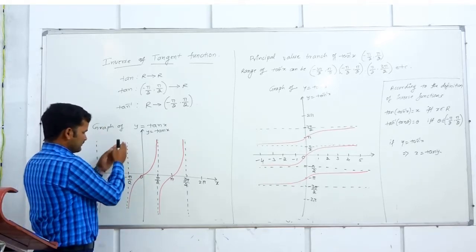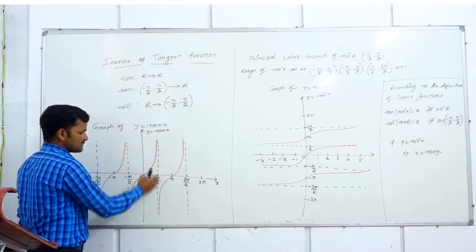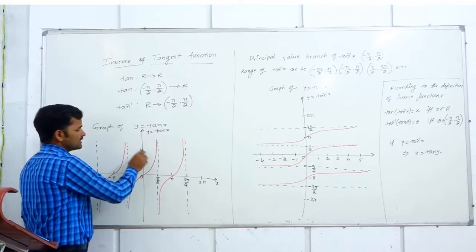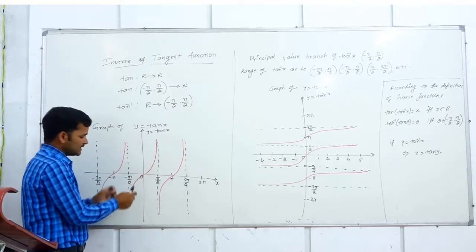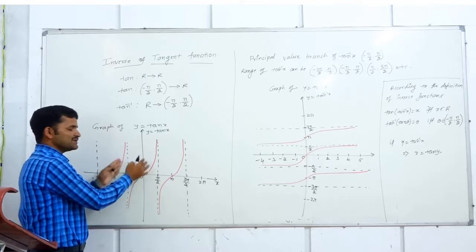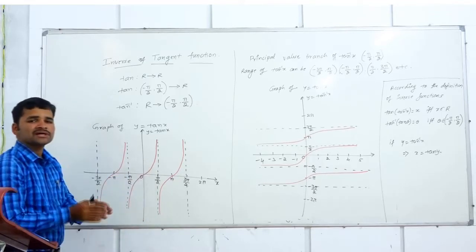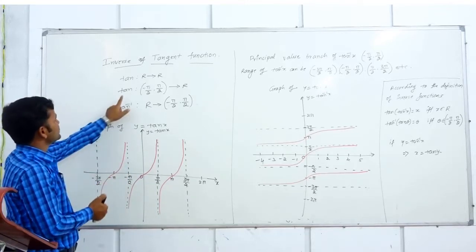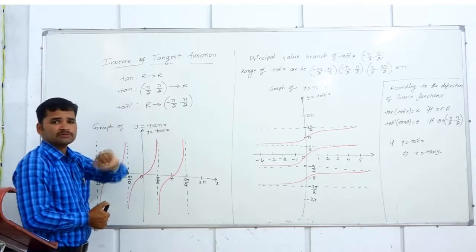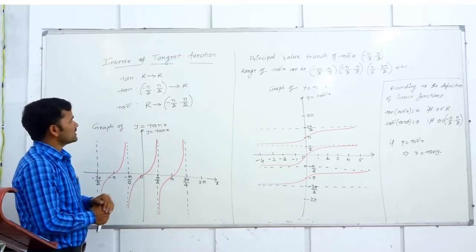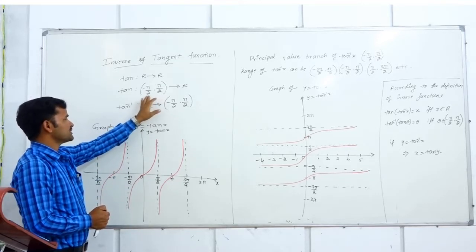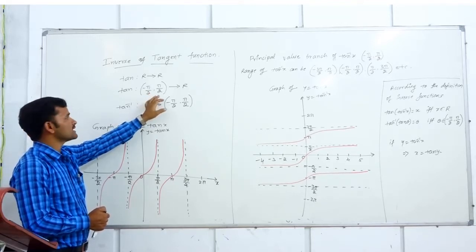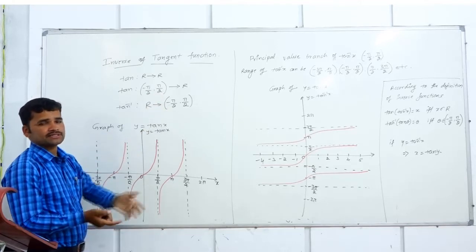Where to restrict? If you restrict it from minus pi by 2 to plus pi by 2, this is how the graph looks. If you draw a horizontal line anywhere in the interval minus pi by 2 to plus pi by 2, it intersects at only one point. So the function tan theta becomes one-one. That's why I have considered this domain. The end points I am not including, that's why I am writing an open interval here, because tan of pi by 2 and tan of minus pi by 2 are not defined.